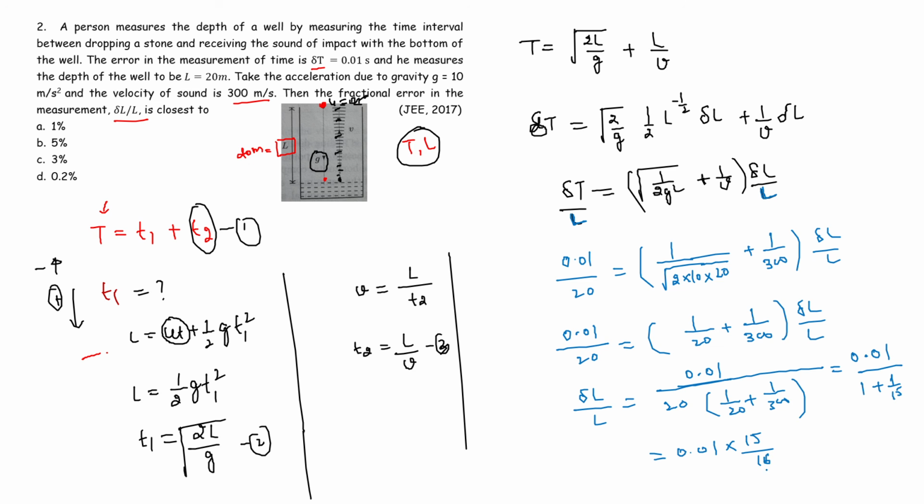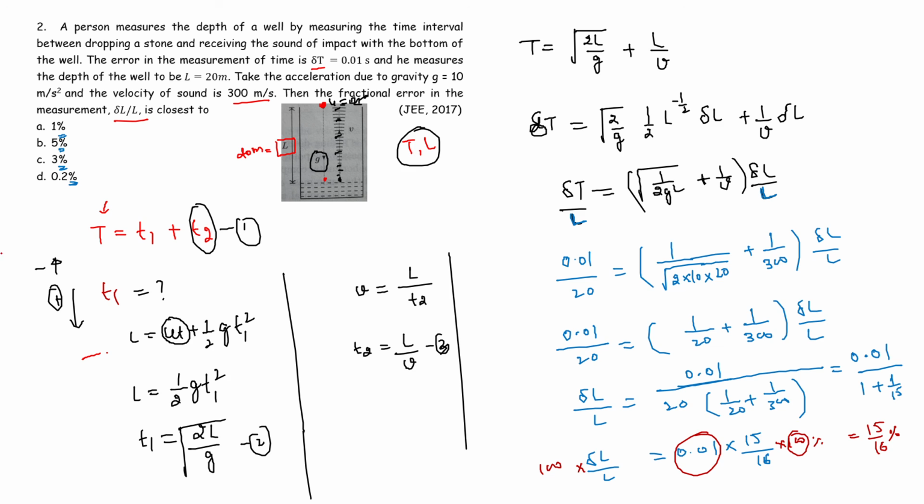The answers are given in percentages, which means you have to find the fractional error in percentage. To do that, we simply multiply both sides by 100. Then 100 times 0.01 gives you 1, and that means 15 by 16 percent, which is nearly 1 percent, or a little less than 1 percent.